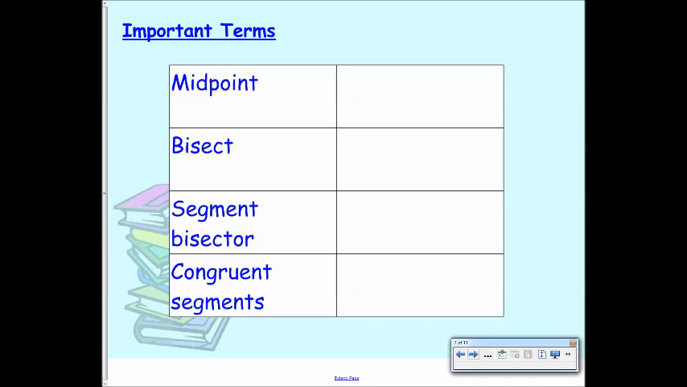Okay, what is a midpoint? What is a midpoint? The point right in the middle. So the point directly in the middle.